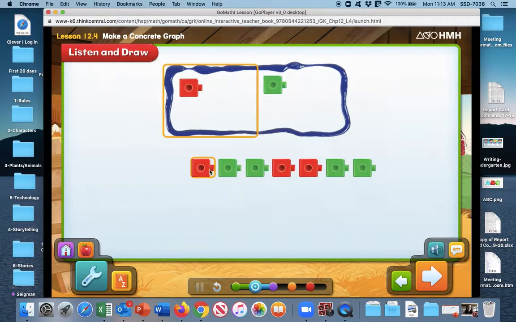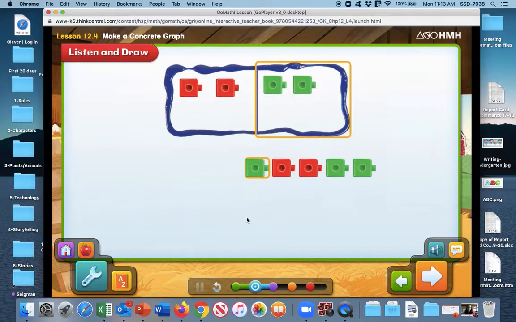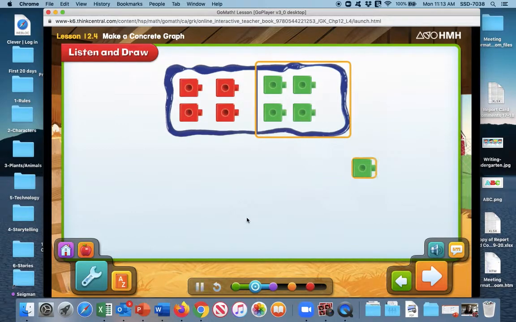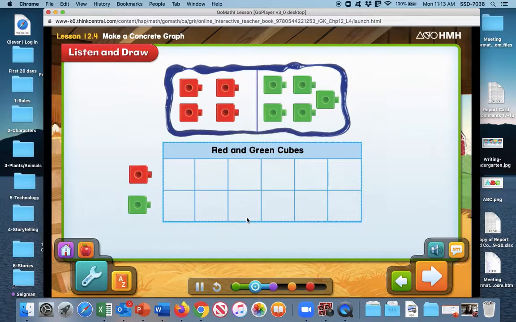Red, green, green, red, red, green, green. This chart is called a graph. We can use graphs to show information. The title of the graph is red and green cubes. There are 2 rows in the graph. One row is for red cubes, and one row is for green cubes.